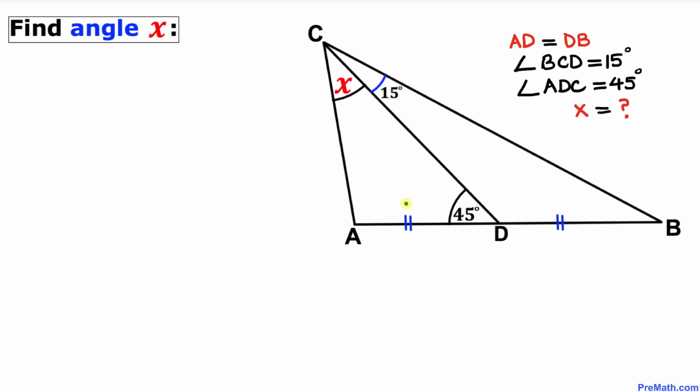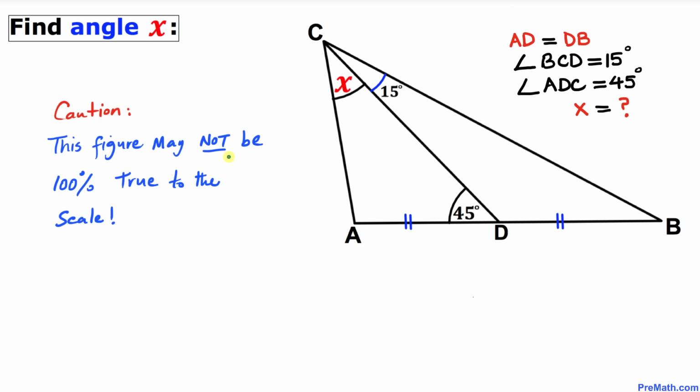In this video tutorial, we have got this triangle ACD inside another triangle ABC such that the line segment AD is equal to this line segment DB, and moreover this angle BCD is 15 degrees and this angle ADC is 45 degrees, and now we are going to calculate this angle X. So let's go ahead and get started with the solution.